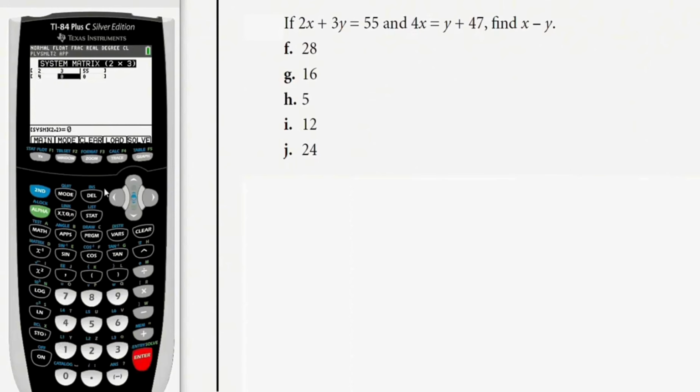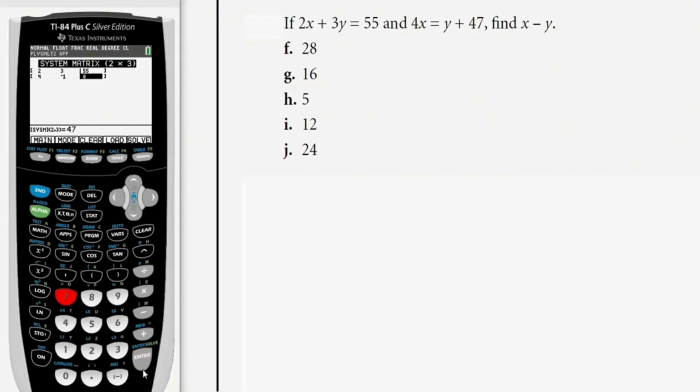Press enter. Now guys, pay attention here. This y will cross over this equality sign and it will change to negative y. So the coefficient of negative y is negative 1. Make use of this negative sign guys, don't use this one. Alright, so we have minus 1, enter, and yeah, the constant is 47.